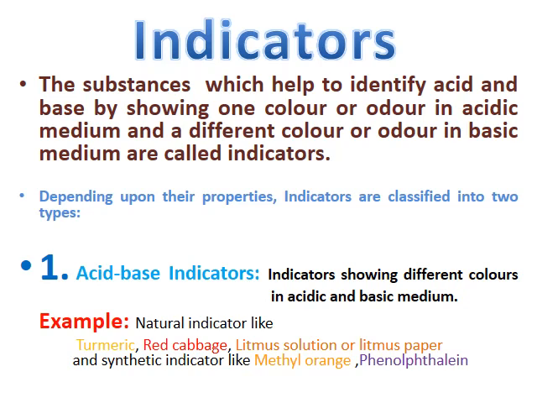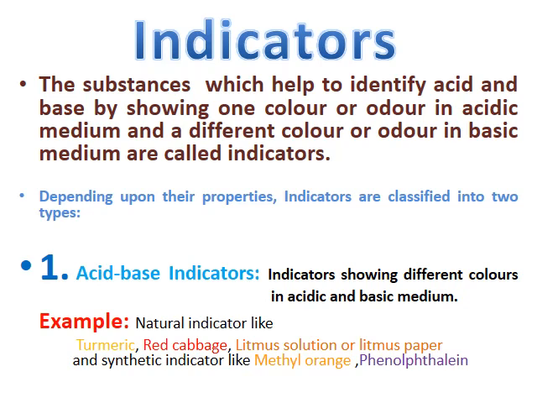Chemical substances like acids and bases cannot always be identified by tasting because they may be poisonous. Then, how to identify them? The answer is indicator. So, what is an indicator? The substances which help to identify acid and base by showing one color or odor, odor means smell, in acidic medium and a different color or odor in basic medium are called indicators.